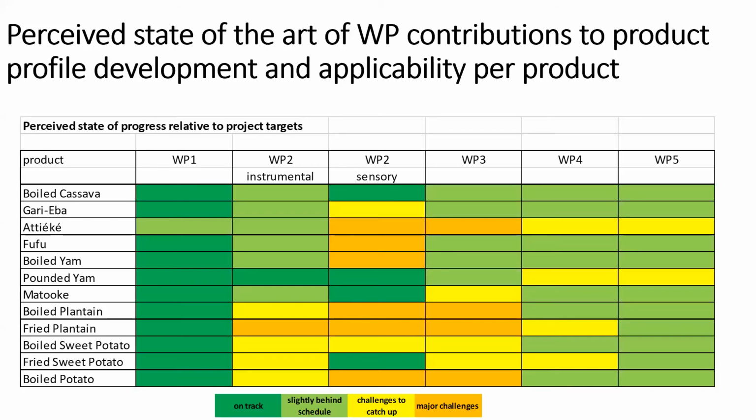So this is an overview where we have summarized what we call the perceived state of the art of the work package contributions to product profile development and their applicability per product. There are 5 work packages, and we have done it quite high over, with colors for the products in the table: on track, slightly behind, challenges to catch up, and major challenges.